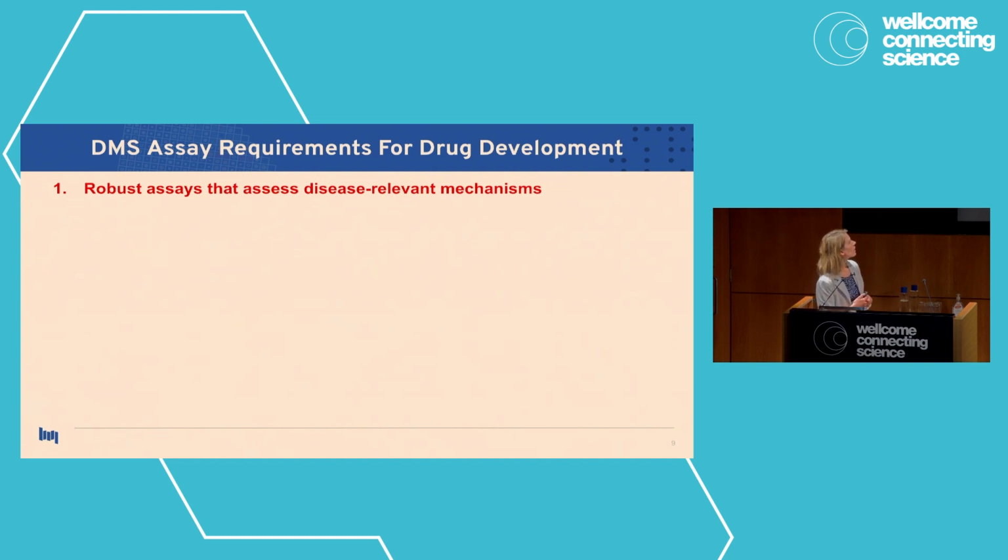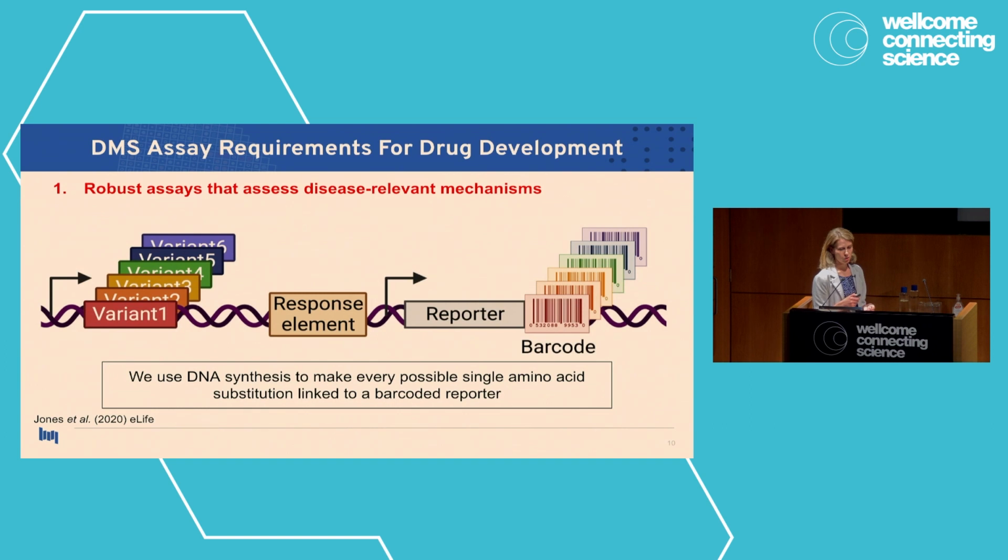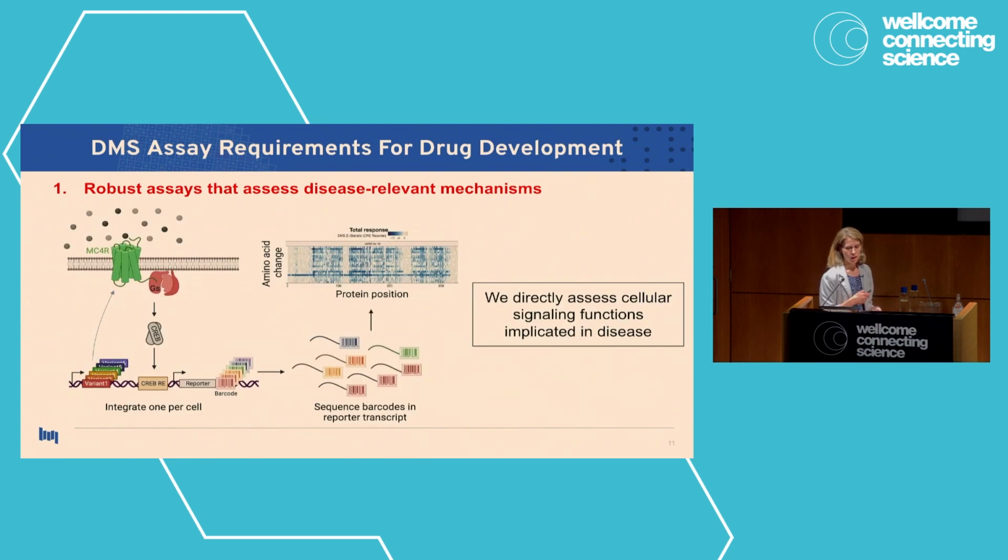So the first thing that we need is a robust assay that assesses disease-relevant mechanisms. And so to do this, we are using DNA synthesis to make every possible single amino acid substitution linked to a barcoded reporter. So we make a library of all of our variants of our protein. They're each linked to a unique barcode that is in the 3' UTR of a reporter gene that's under the control of a response element that's going to respond to some functional effect of the protein of interest. And so the reason we use this is because we can actually directly assess cellular signaling functions that are implicated in disease.